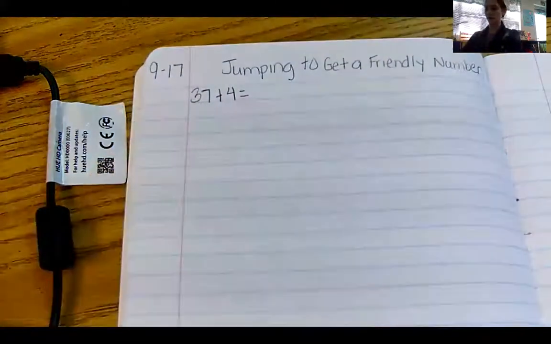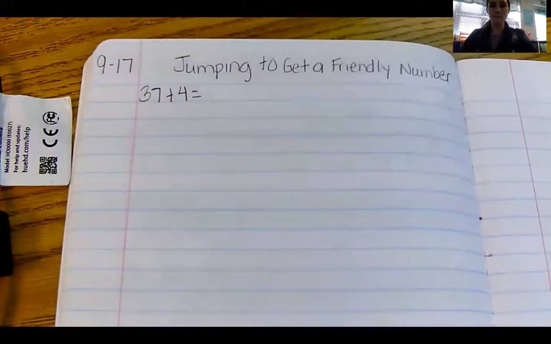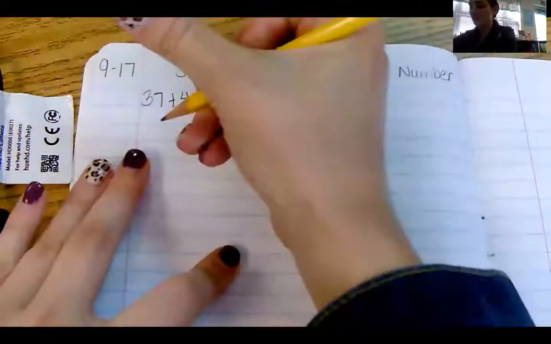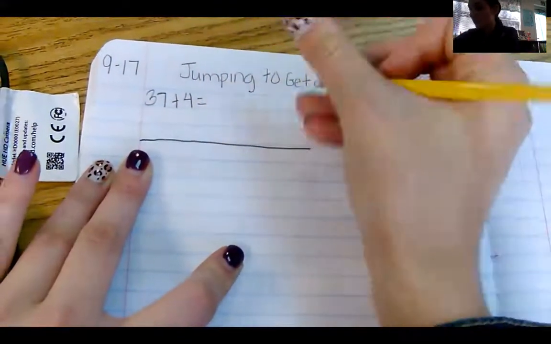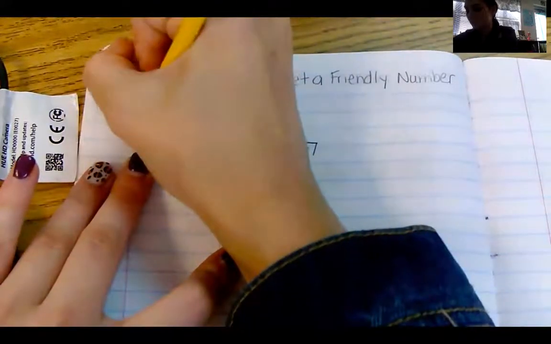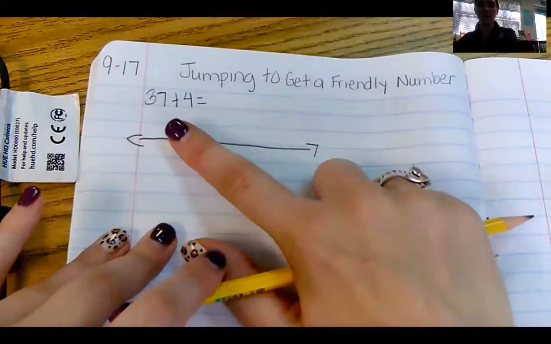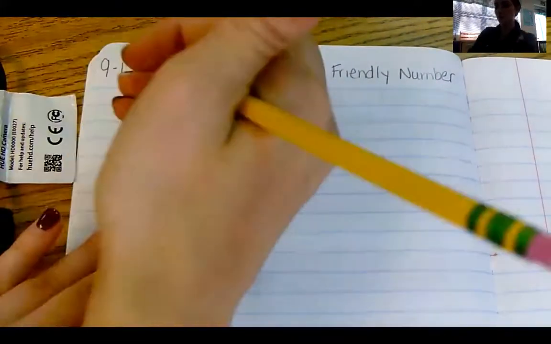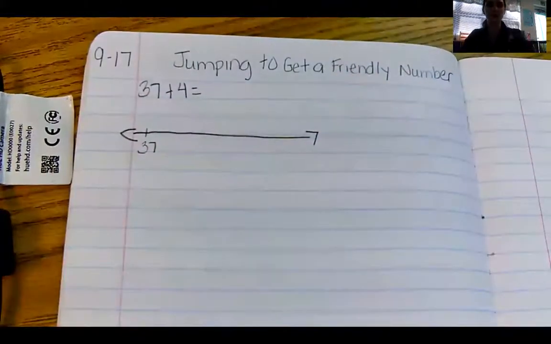Go ahead and write that in your book. 37 plus 4. Okay, and we're going to be using number lines to solve these problems, just like we did in our math lesson a couple days ago. Okay, so when I'm using a number line, I always want to start with my largest number, which in this case is 37. Go ahead and write 37.